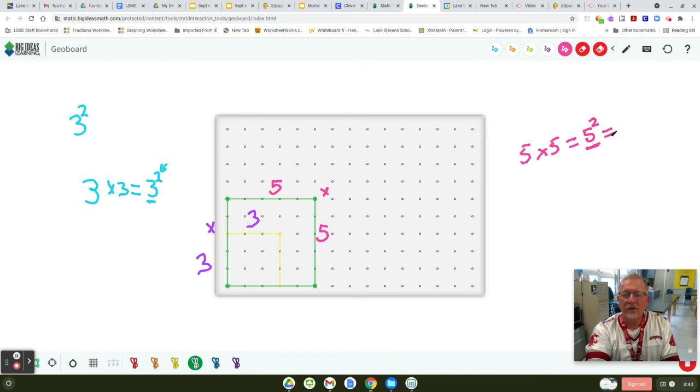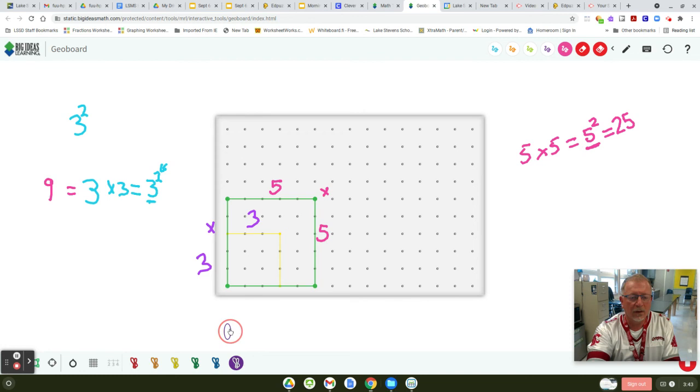And then if we want to find the value of 5 times 5, or 5 squared, we're going to count up, we're going to calculate the area of that square, and it's going to be 25. And the same thing down here, if we want to get the value of 3 squared, we're just going to say 3 times 3 is 9. And notice we have a square.